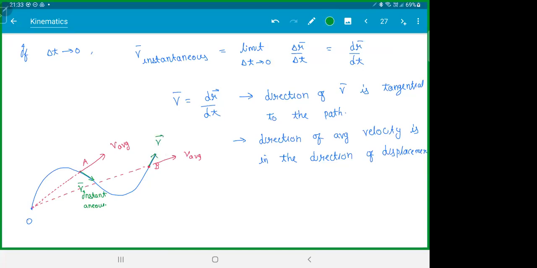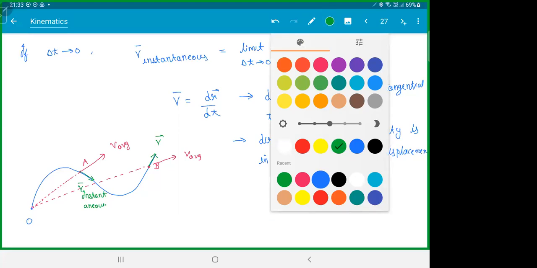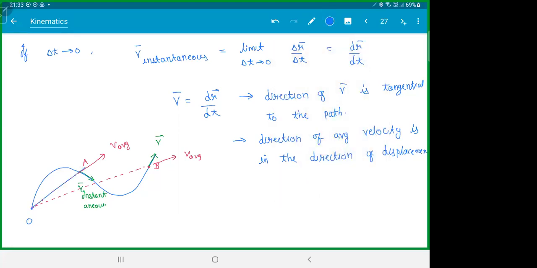See, think about it. What is average velocity? You are assuming as if you have traveled from the initial to the final point within the given time. So you are assuming you have directly gone from O to A. So that is the average velocity direction, whereas instantaneous velocity direction will be tangential to the path.